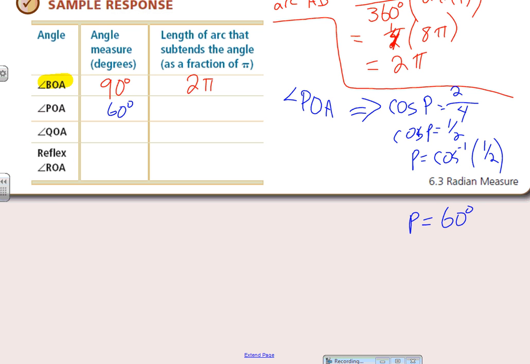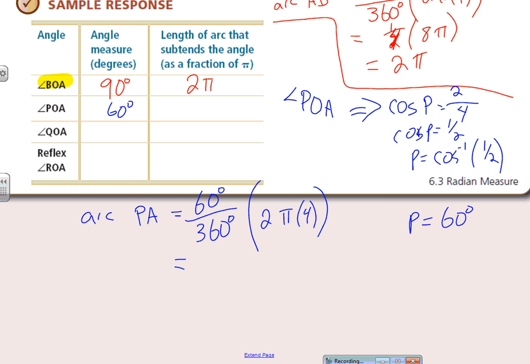And follow the same thing. Let's do the arc length of PA. The arc length of PA is equal to, we know that we have 60 degrees out of the 360, and that's the proportion of 2 pi r that we've got going on there. So then we've got 1/6 of 8 pi, which produces 4 pi over 3. That's the length as a fraction of pi.